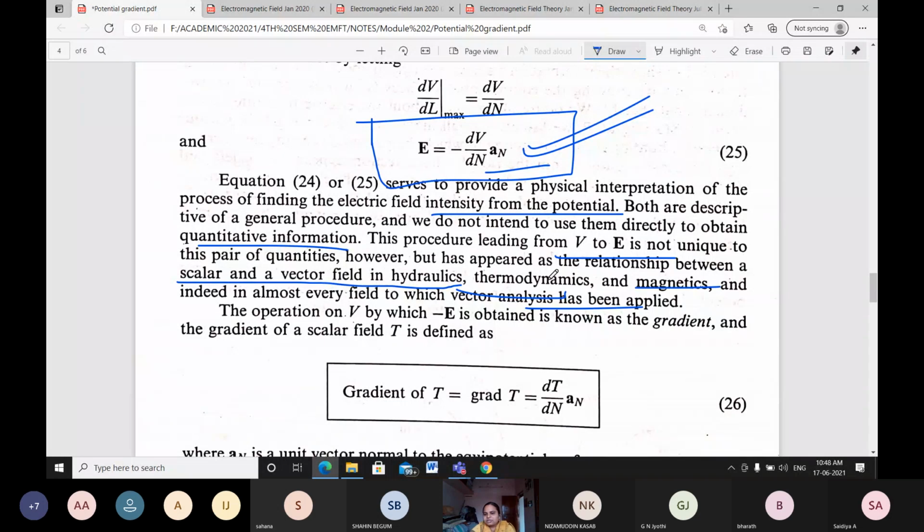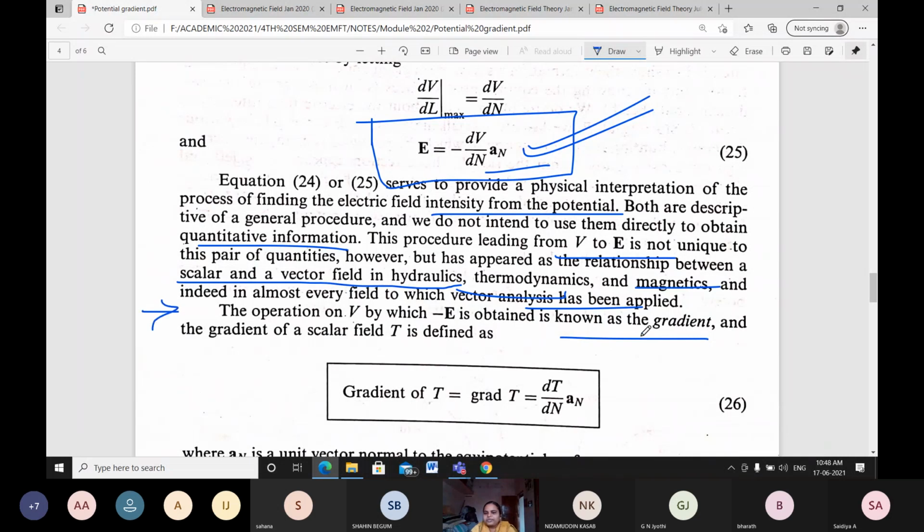But for electrical students, that much is not required. But we want the equation still more. For that reason, we'll continue further. The operation on V by which we obtain minus E is known as the gradient.